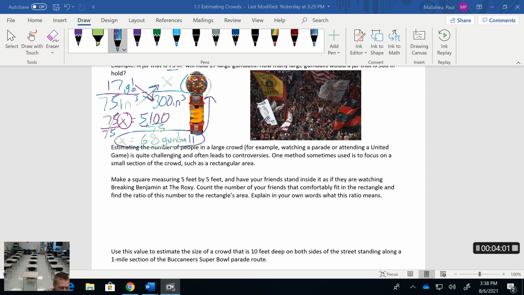All right, so from there, we're saying, well, can we take those same ideas of setting up a proportion and figure out the number of people in a large crowd? So if you look at your notes, you see that we have a picture of an Atlanta United crowd. If you've ever been to an Atlanta United game, they're awesome, tons of fun, but there's a lot of people right there, specifically in the section where they're always waving the flags and all that. So if we are saying, let's take a certain amount of the area.